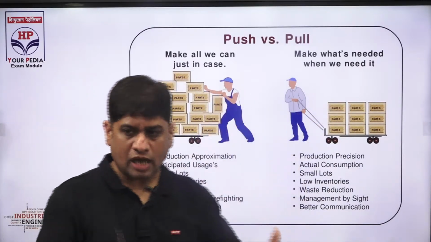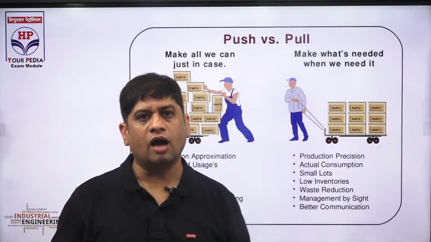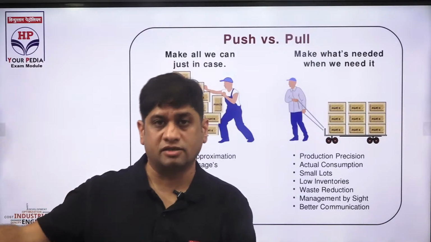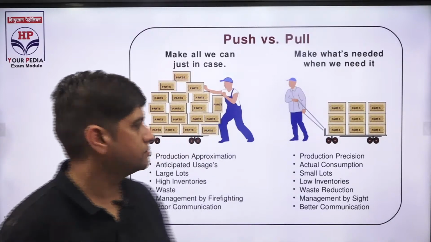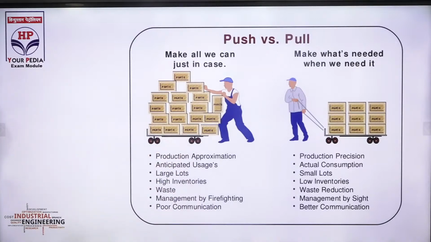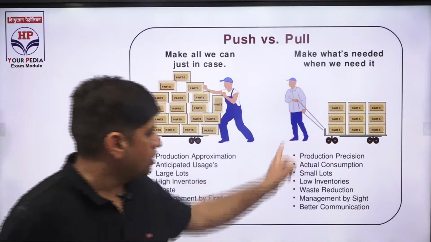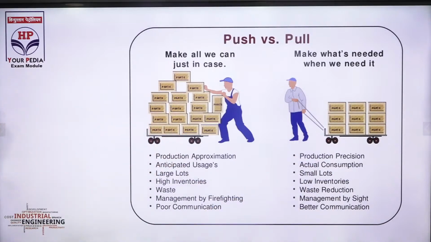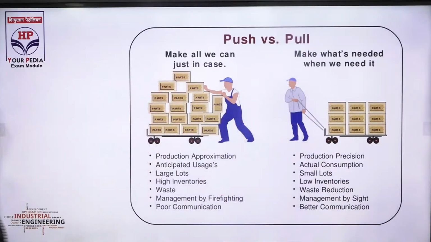Okay, I will produce it and keep it with me, just in case you need it, you take it. I'm running a shop, I keep many things, just in case you need it, I'll give it to you. But that leads to wastage. High inventory, wastage. Low inventory, low wastage. So pull is the Kanban system, just in time, Toyota production system.